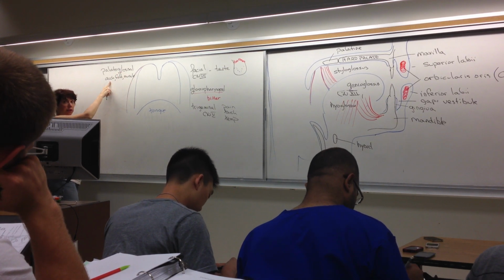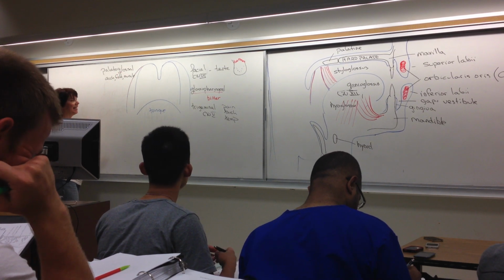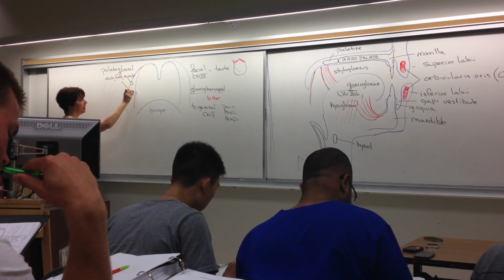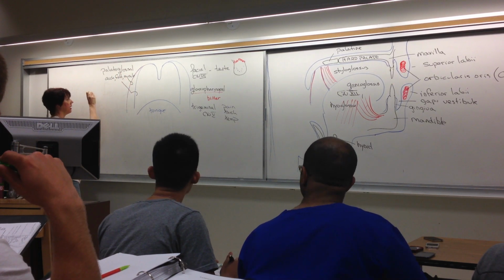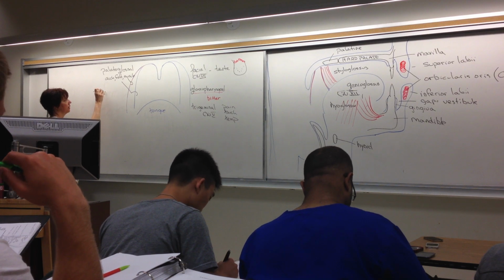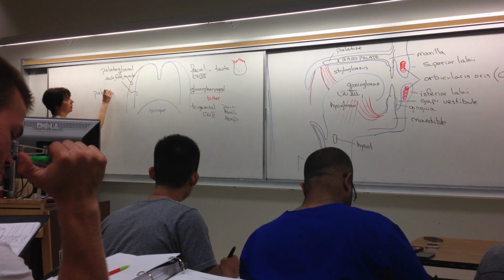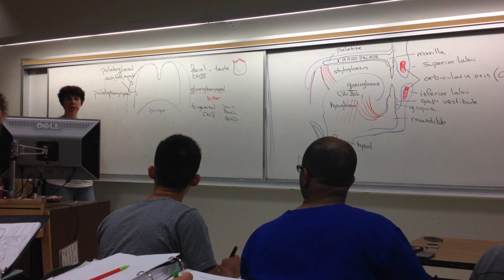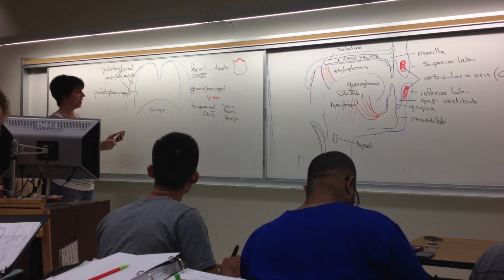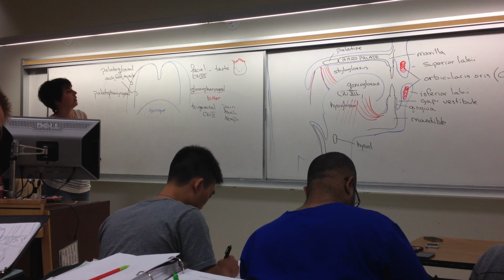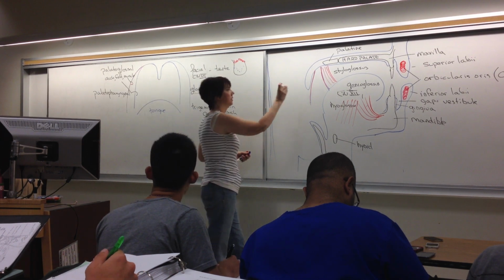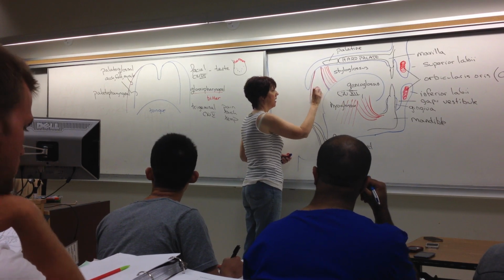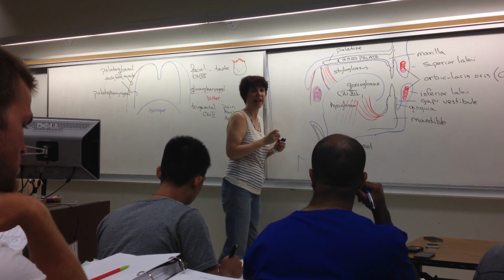Depending on whether you're talking about the arch, the fold, or the muscle underlying it. That would be this one. And then this one, going from the palate to the pharynx, is the palatopharyngeal. Okay? So what tonsil do we find in this region? Palatine.